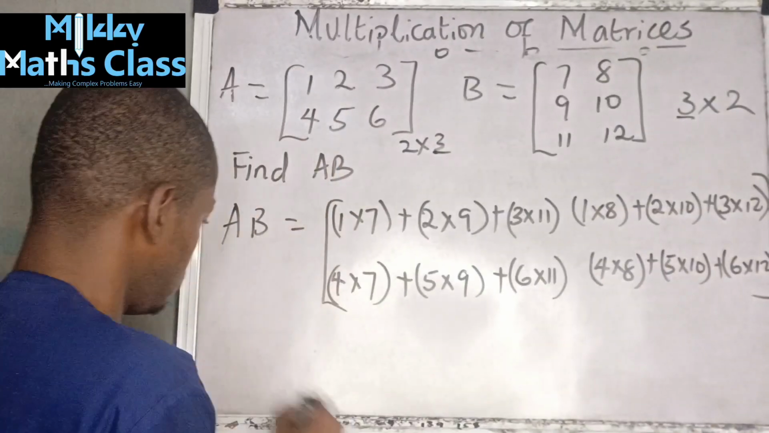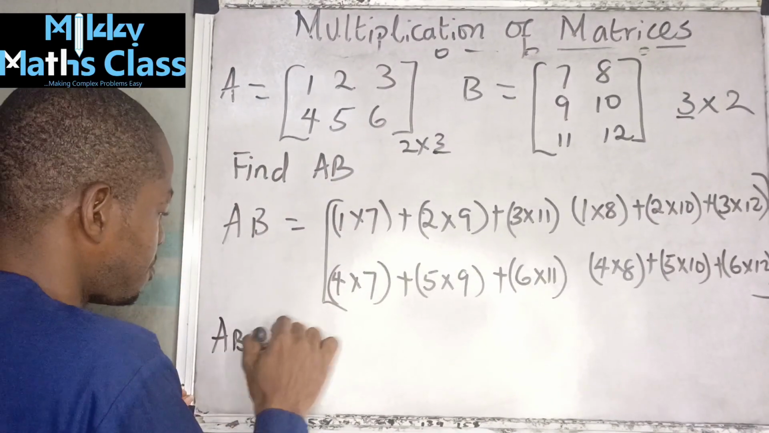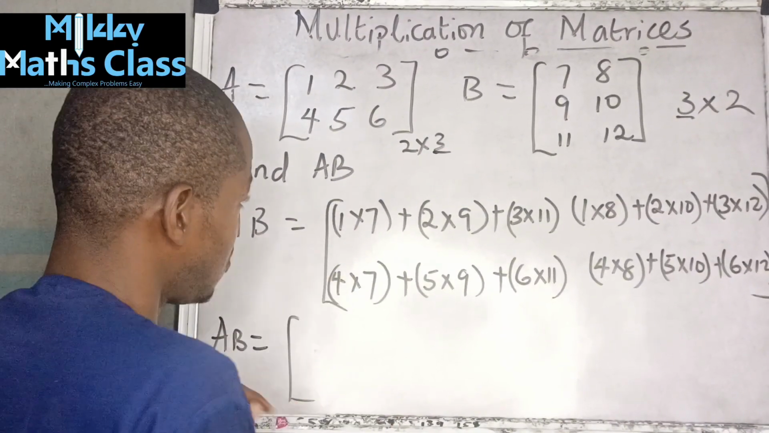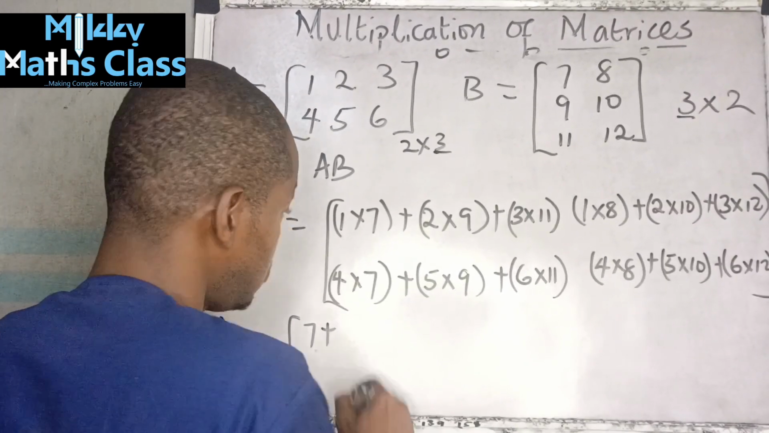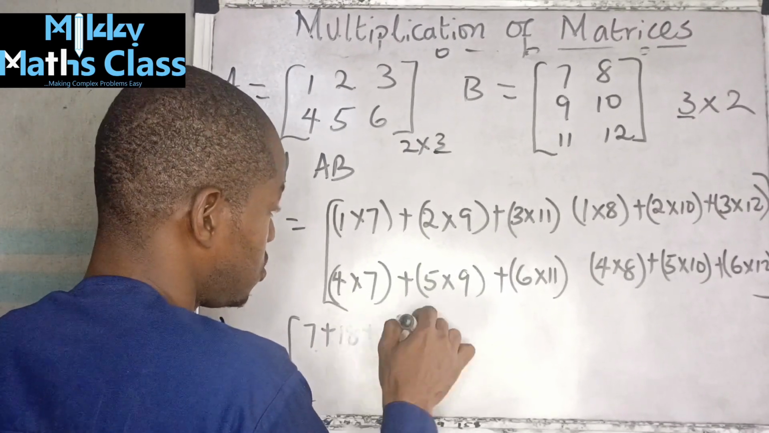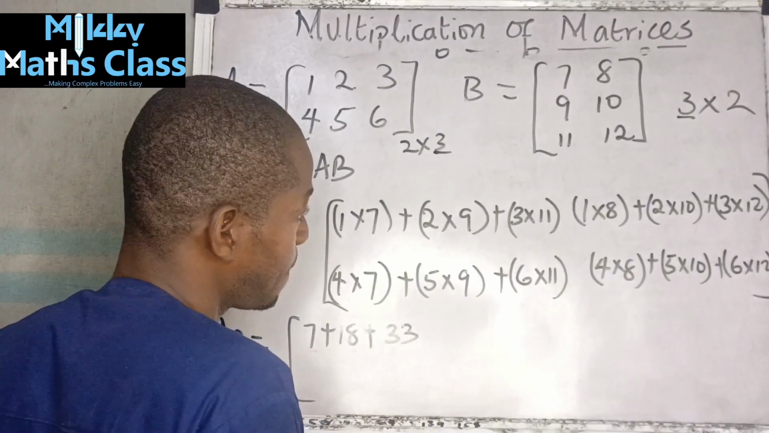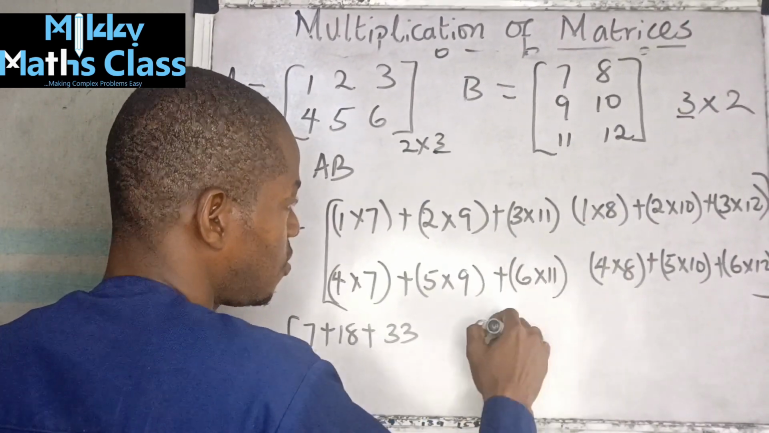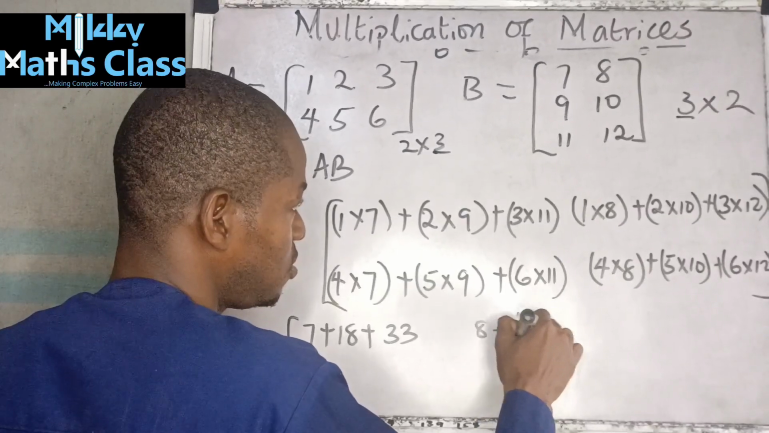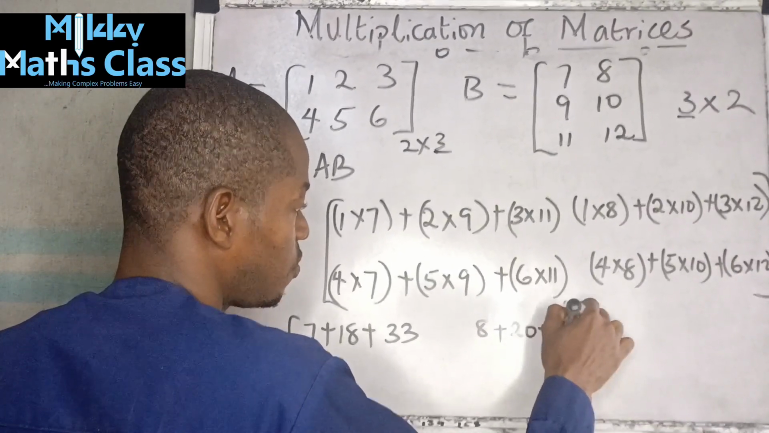All right, let's conclude. AB is equal to, so 1 times 7 is 7 plus 2 times 9 is 18 plus 3 times 11, 33. We'll go to the other side. 1 times 8, 8. 2 times 10, 20. 3 times 12, 36.